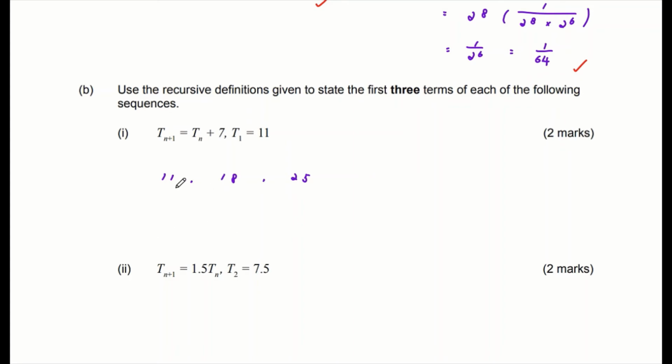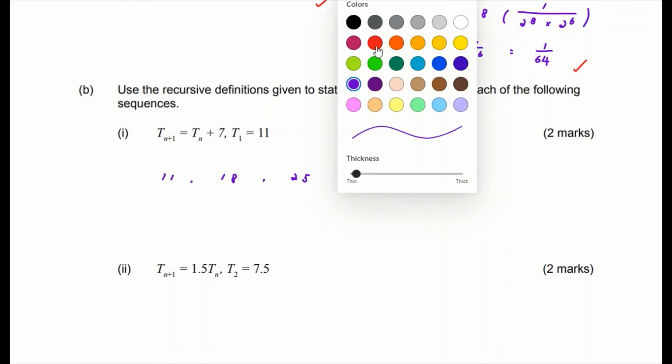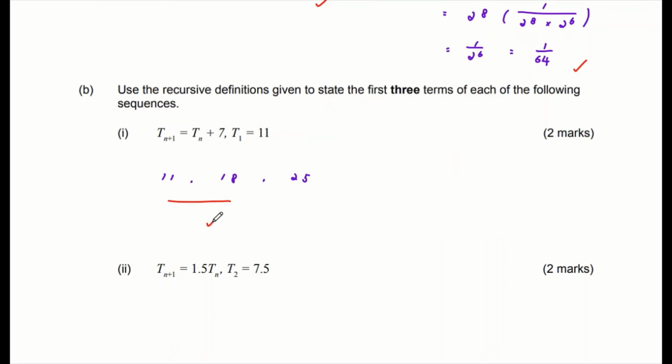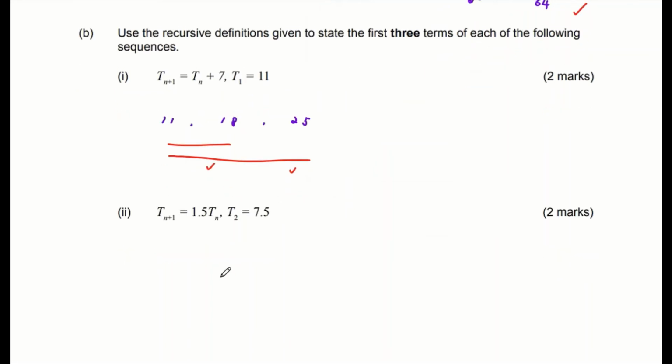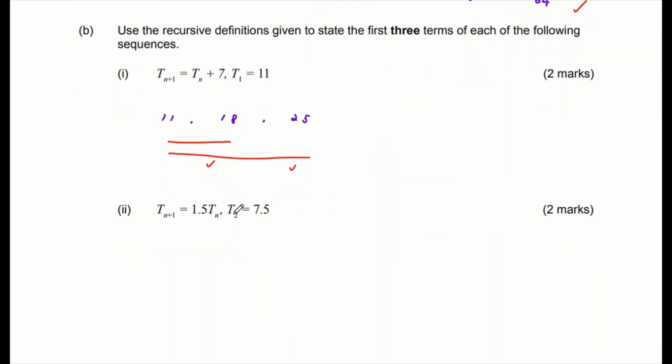So if you can write down the first 2 terms correctly, then you get 1 mark. If you can write the whole thing, then you get the second mark. All right, then for part 2, this is multiply by 1.5, but you are given the second term. So the first term will be 7.5 divided by 1.5. Then the next term is 7.5 multiplied by 1.5.